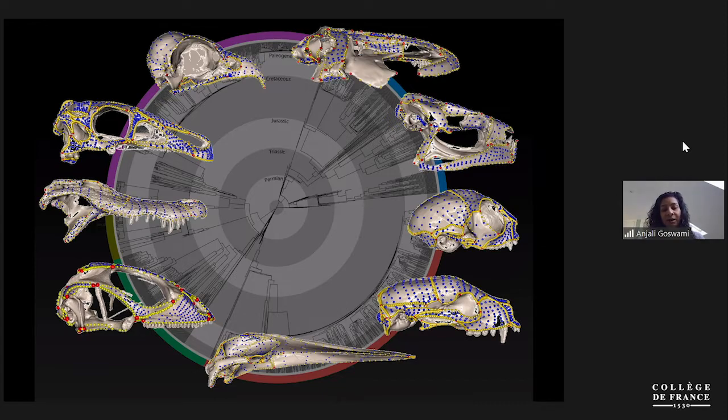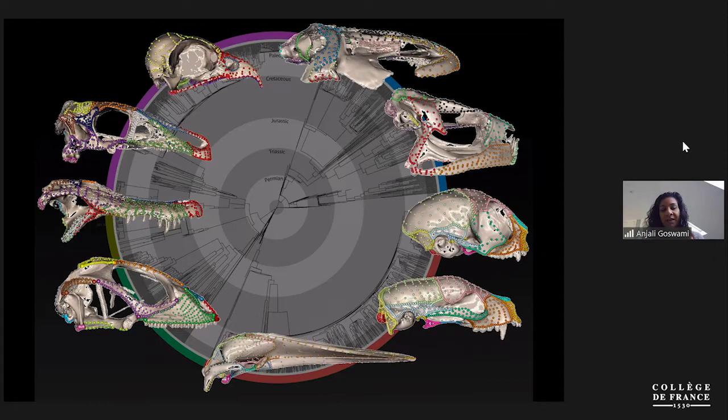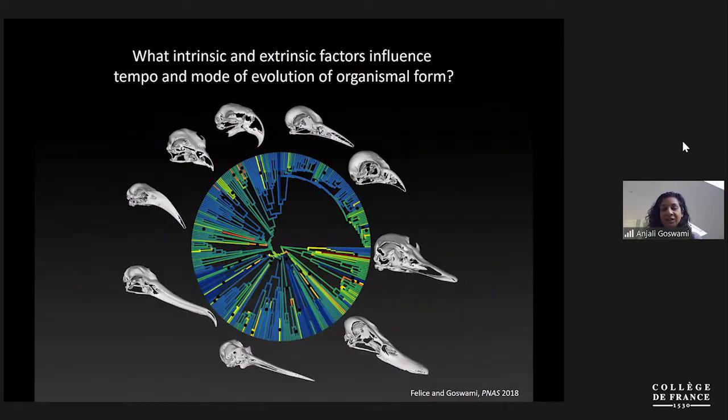And what's nice about this also is because we use those curves to separate out the different parts of the skull, we can look not just at the entire skull shape, but different parts of the skull to see, is the brain case evolving the same way as, say, the mouth region? Or does the eye region evolve differently than, say, the neck attachments? And so we can start to look at how different parts of the skull might be responding differently to various factors of interest. And once we have that data set, we can start to look at the really interesting questions that we want to know.